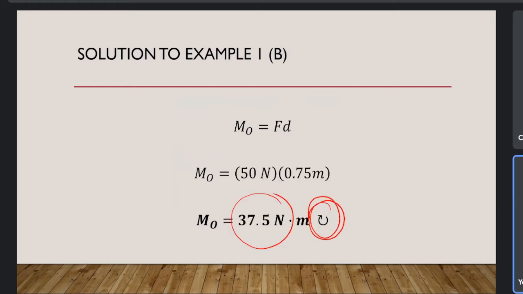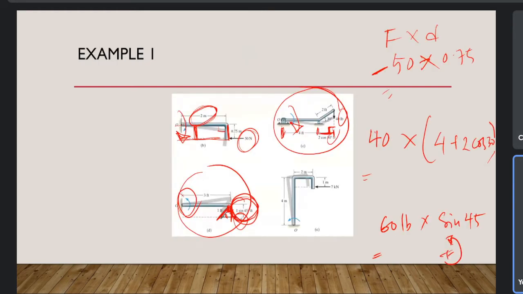So the last example for computing the moment here is number E. In number E, you can see the point is O, and the force applied from the O is 7 kilonewton, and the distance is 1 foot. The total distance is 4 meter. So the force applied is 4 minus 1 meter, so 3 meter distance. So the perpendicular distance is 3 meter.